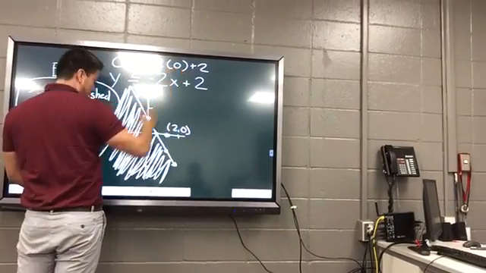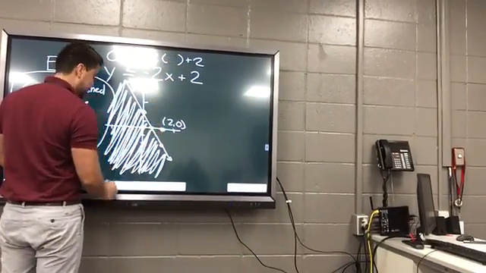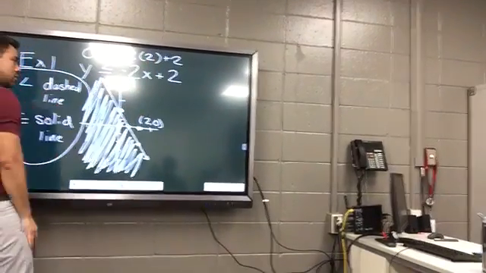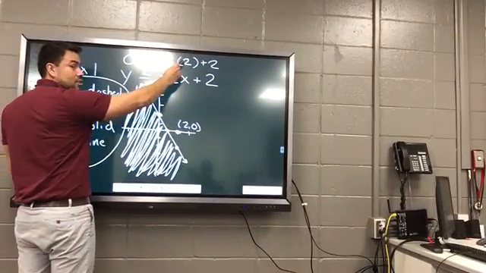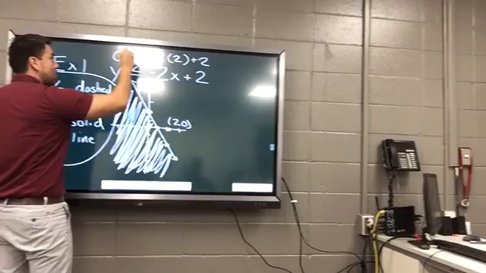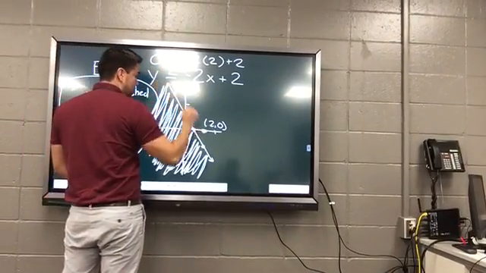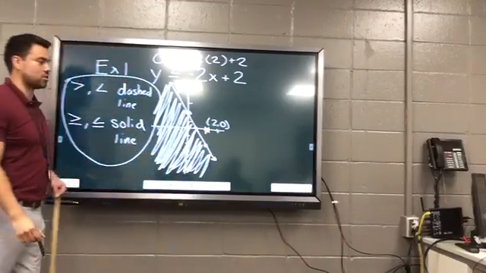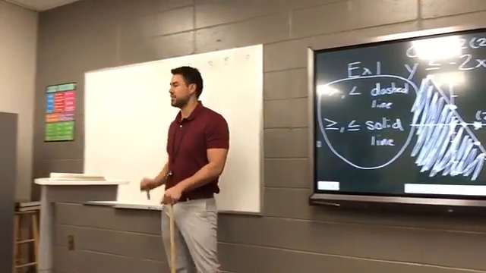So if I put 2 here instead, what's negative 2 times 2? Negative 4 plus 2? Is 0 less than or equal to negative 2? No, that's why that's not part of the answer. So it makes sense.